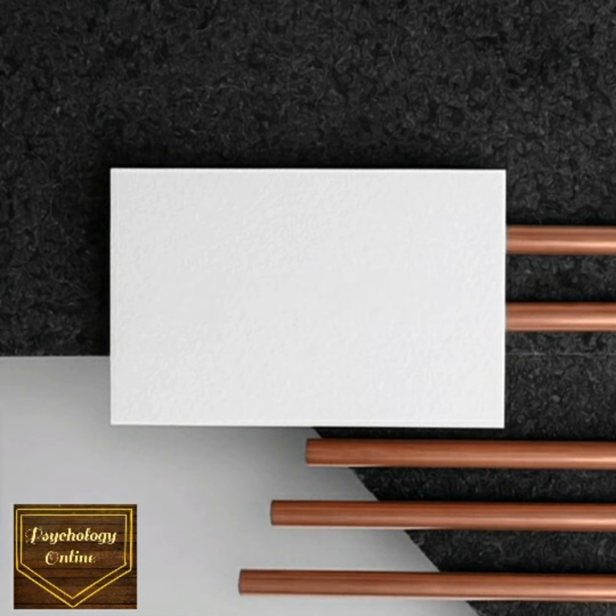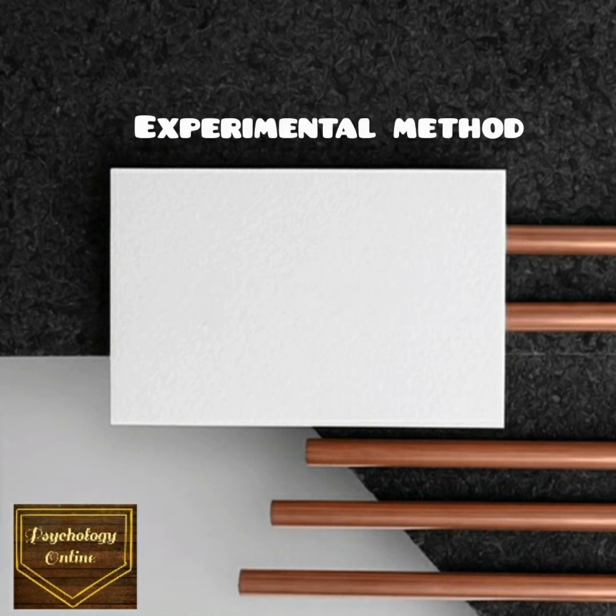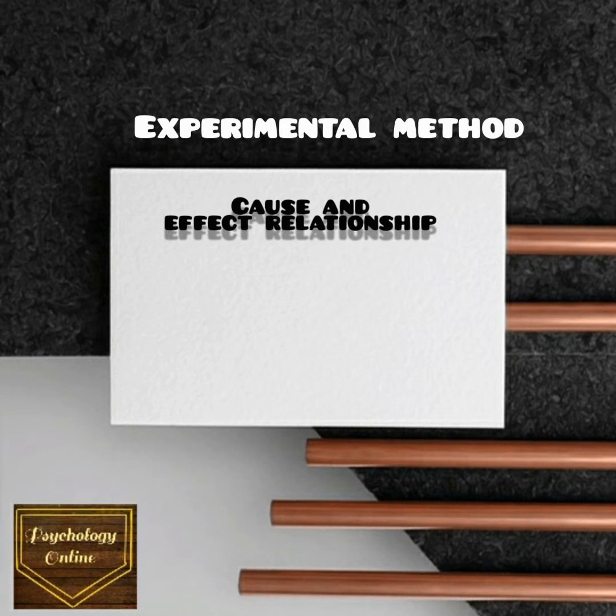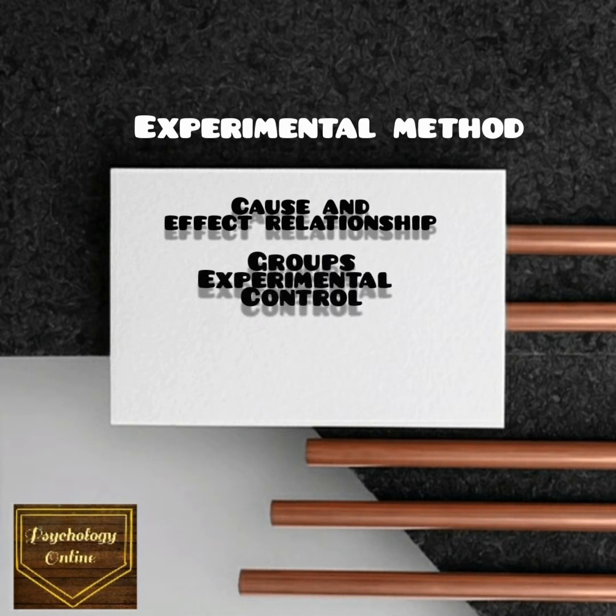Now let's start with an experimental method. In this method, we are actually finding cause and effect relationship by providing treatment to some individuals and no treatment to others. We have two different groups: experimental group and control group. Individuals in experimental group are getting treatment and individuals of control group are getting no treatment or placebo treatment.